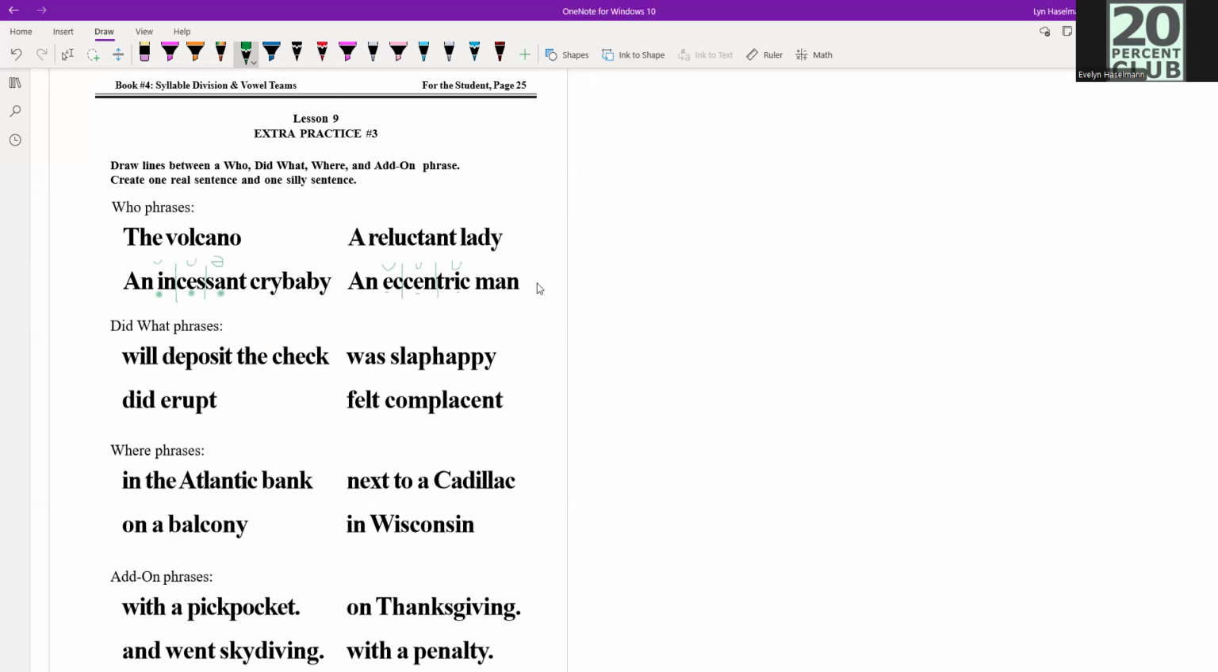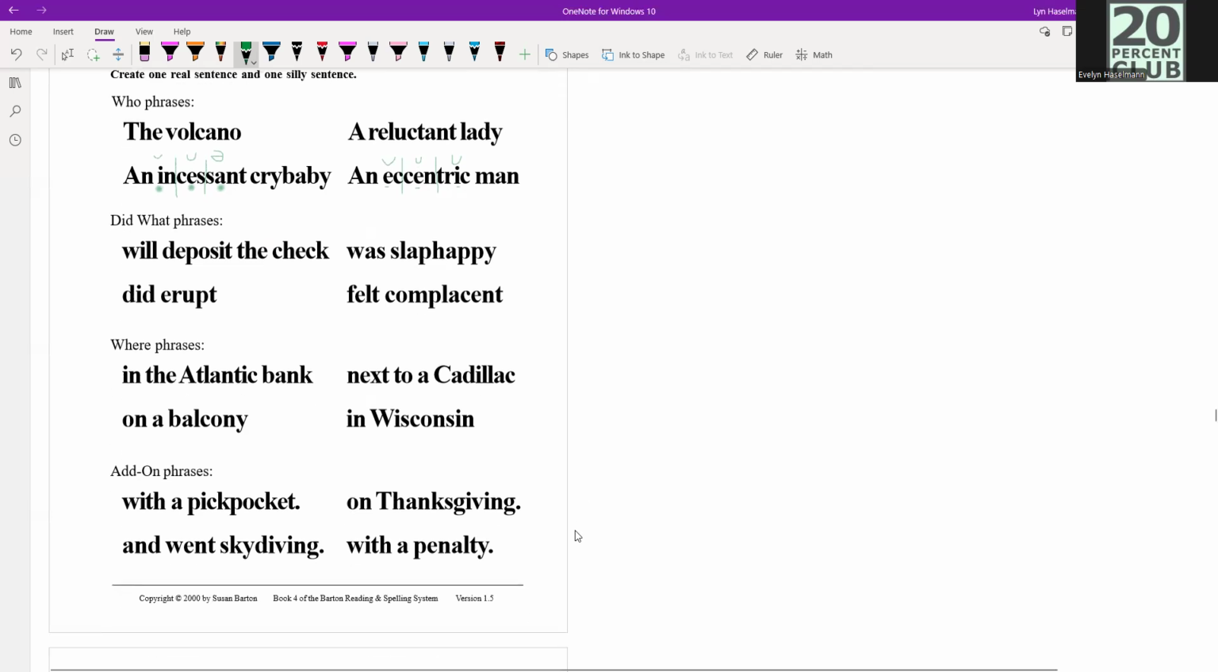Eccentric, an eccentric man. So they should be reading the who phrases, the did what, the where, and the add-ons, and making a sentence, a real sentence and a silly sentence, okay? So this is also another good time to work on some vocabulary. If your student doesn't know what incessant or eccentric means, it's a really good time to talk about that and make some sentences that would make sense there.